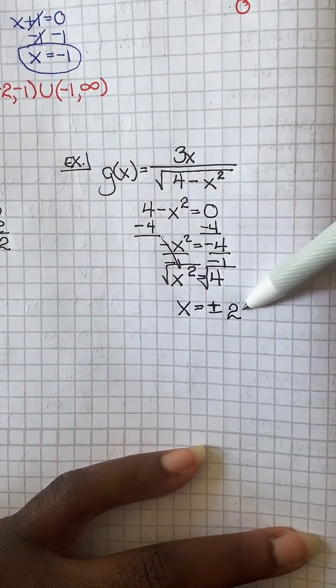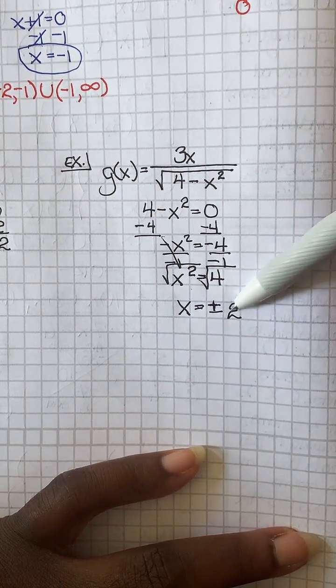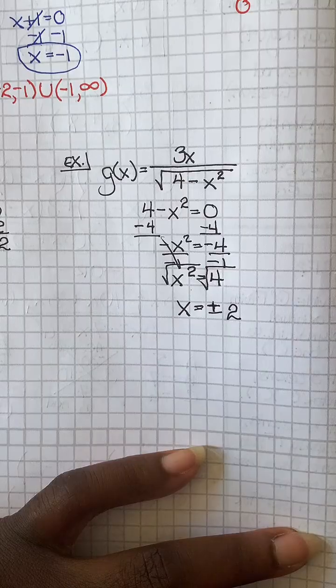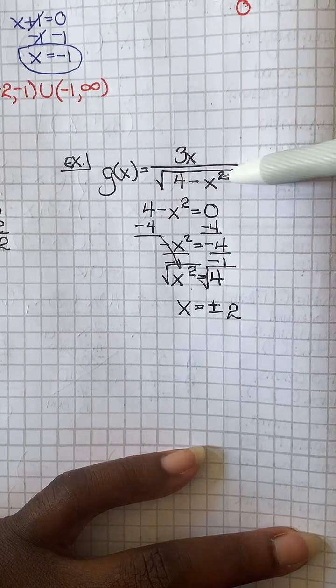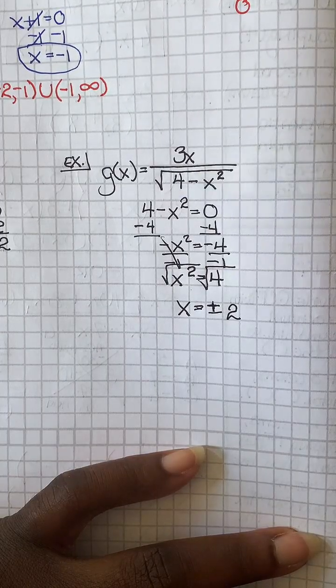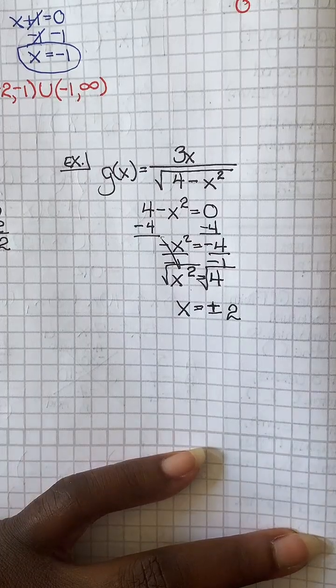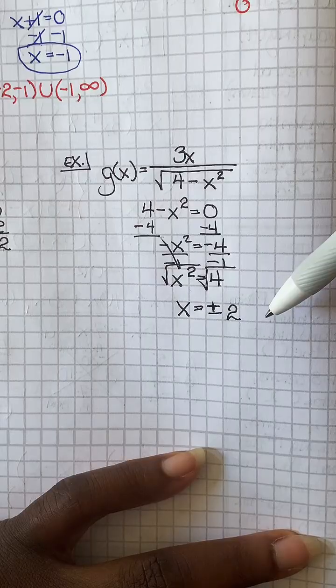Well, let me try something that's maybe even lower. Let me try 0. Okay, 0, would that work? Let's see. If I plug 0 in, it'll give me the square root of 4, and the square root of 4 is 2. Okay, that works. But 0 is in between negative 2 and 2.